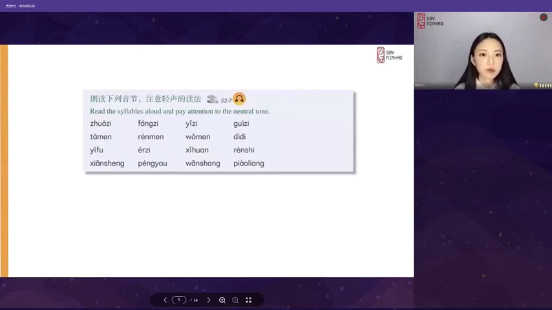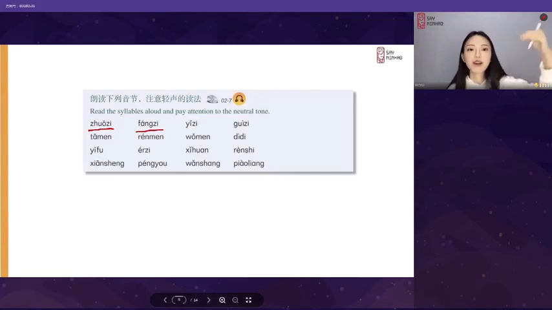Let's try to read them. So first one is 桌子, 桌子. Because this neutral tone is after our first tone, the pitch should be lower. 桌子. Okay, next one, after the second tone, so it should be lower too. So, 房子, 房子. Next one, the third tone, we should rise up, right? Rise up. So, 椅子, 椅子.